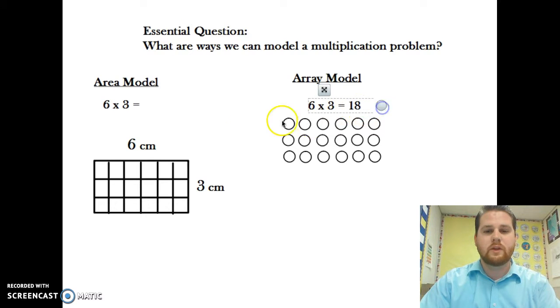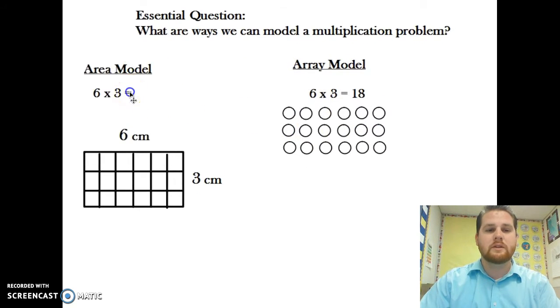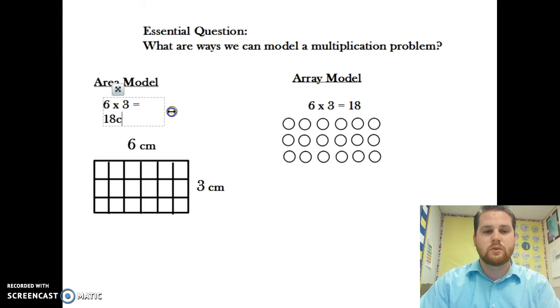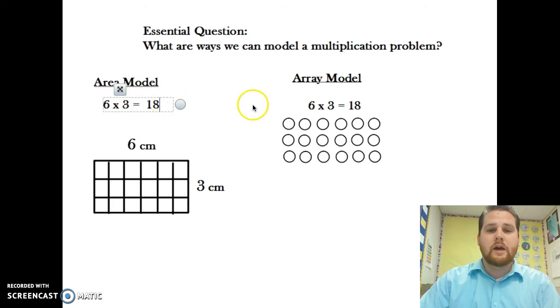Ooh, it did something funny. So 18 would be our answer for that one, and like earlier we solved this one, 18 again would be the answer. Oh, do not forget the centimeters. Well, remember we were just using that as an example. So we don't actually have to have centimeters for this multiplication equation because that was just an example.